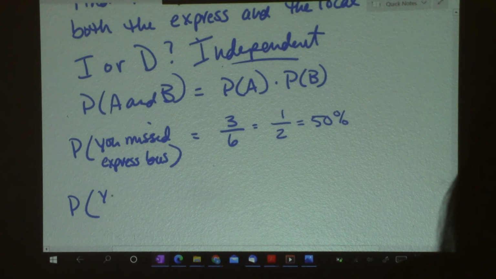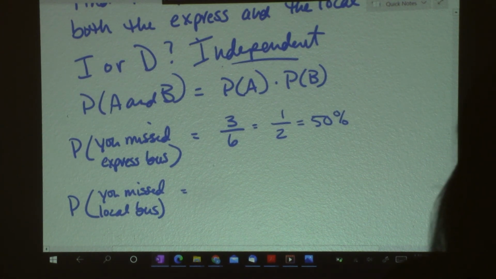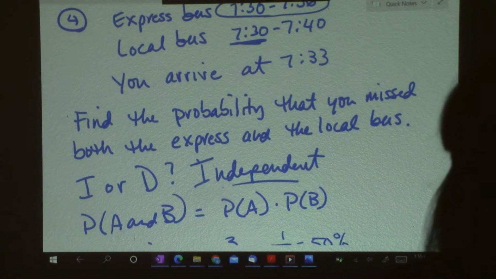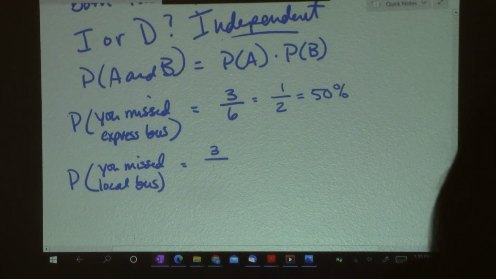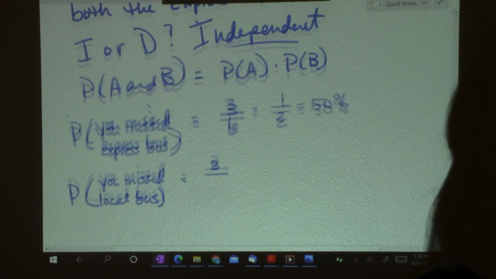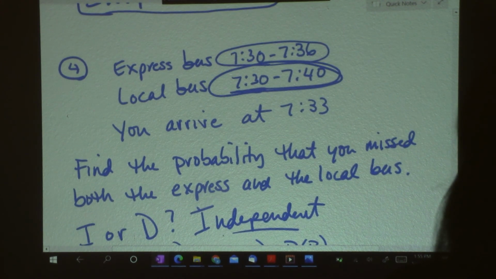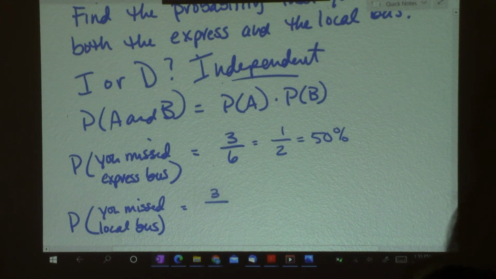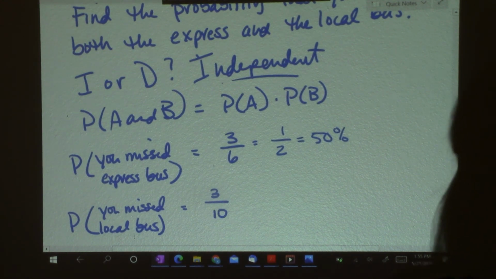Okay, so let's look at the other one. What's the probability you missed the local bus? Well, it arrived at 7:30, okay? So if you came at 7:33, again, you missed the first 3 minutes. So the probability of that is 3, but the local bus can come anywhere in that 10-minute range. So it's possible it arrives any one out of those 10 minutes. So this is 3/10, which is about 30% chance.